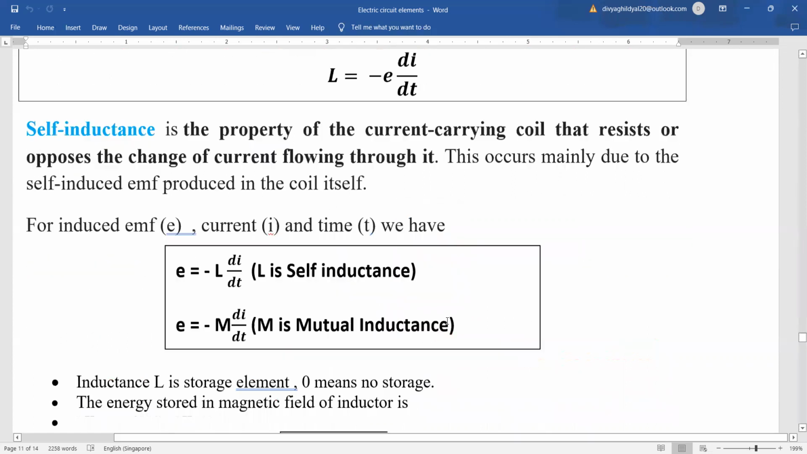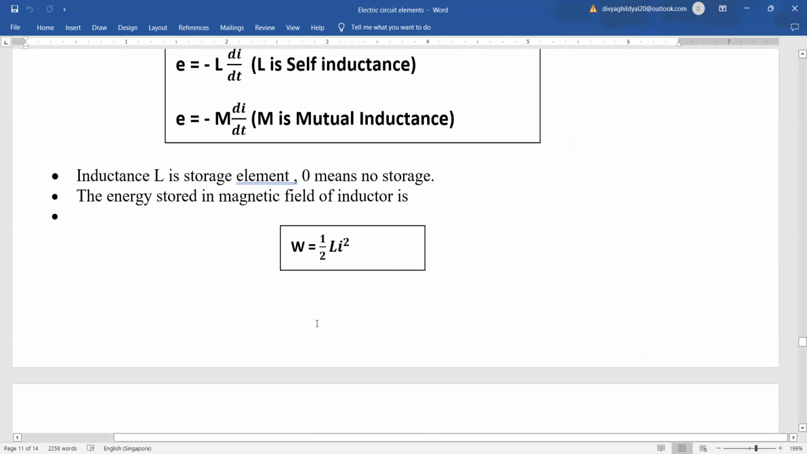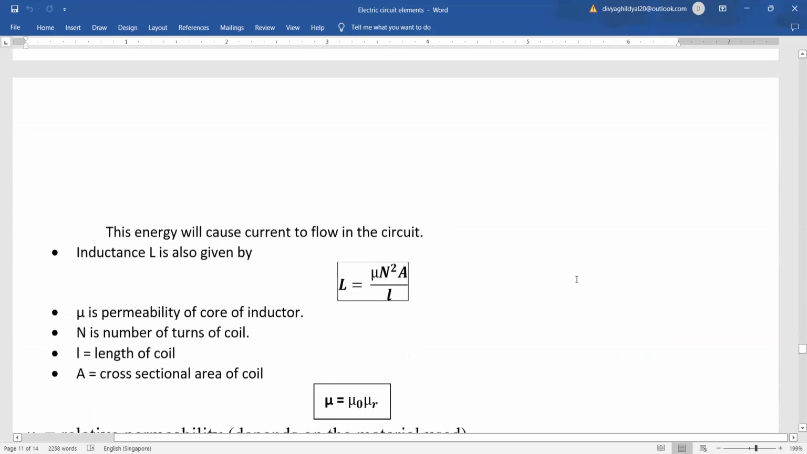So there are two types of inductance, self and mutual. Self is for a single coil, mutual is for two coils. Self-inductance is the property of the current carrying coil that resists or opposes the change of current flowing through it. And mutual inductance, when two coils come into the picture. Energy stored in the magnetic field of an inductor is given by half Li square.